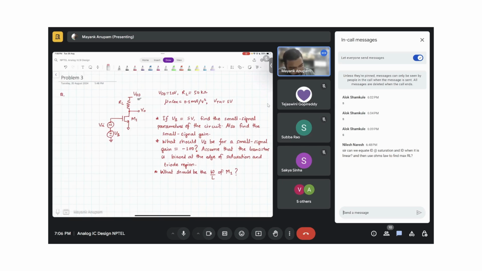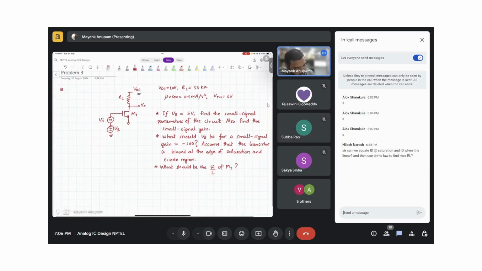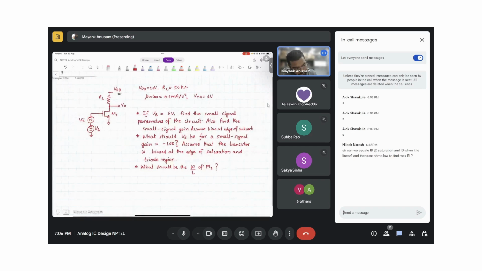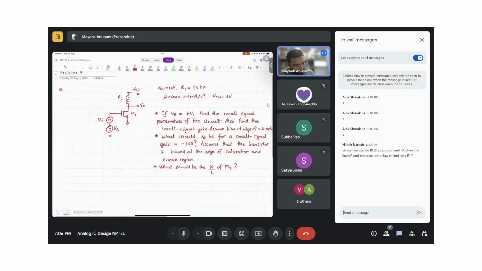So you probably need one more piece of information here. W by L you also have to assume something. So here one more piece of information is missing. Assume bias at the edge of saturation.